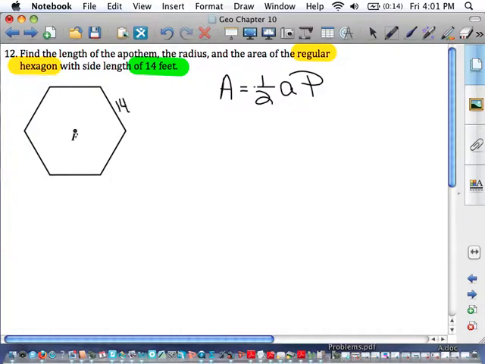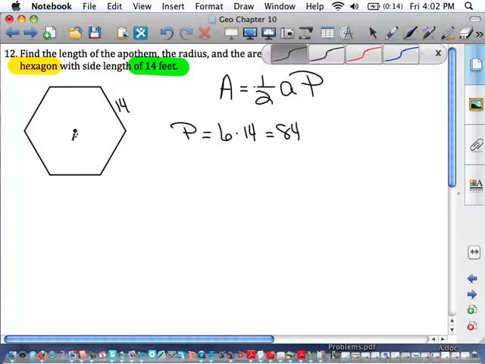We know a side is 14. We know there are 6 sides. Therefore, the perimeter is equal to 6 times 14, which is 84. So the perimeter is 84. Now we need to find the apothem.